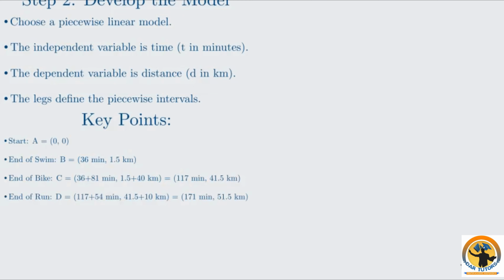It's 36 minutes and 1.5 kilometers into the race. Point C marks the end of the bike ride. The cumulative distance is 1.5 plus 40, which is 41.5 kilometers, at a time of 36 plus 81, which is 117 minutes. Point D is the finish line, with a total distance of 41.5 plus 10, or 51.5 kilometers, at a total time of 117 plus 54, or 171 minutes.